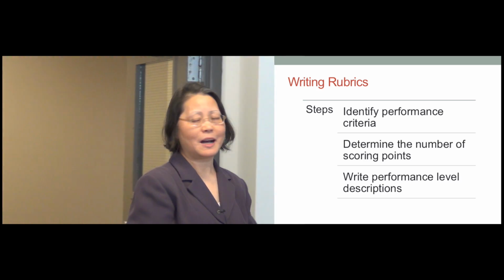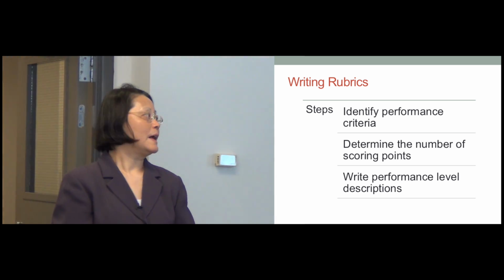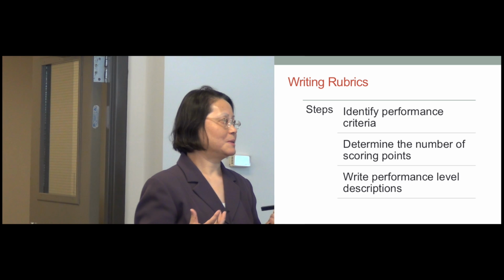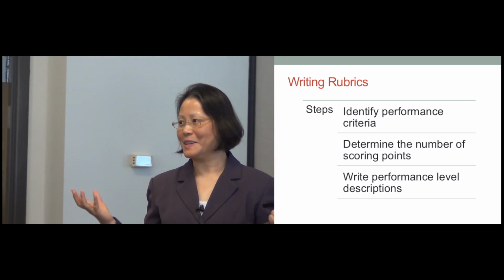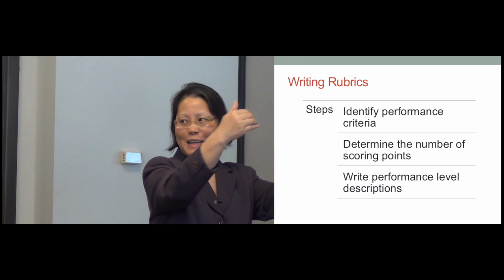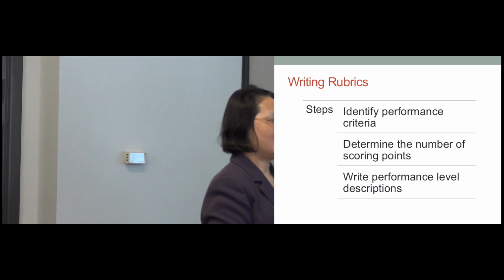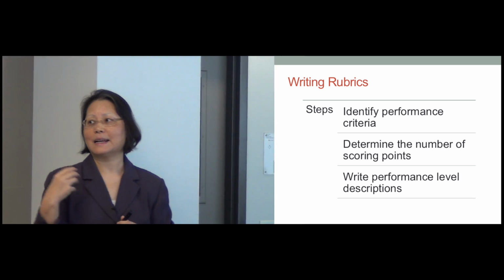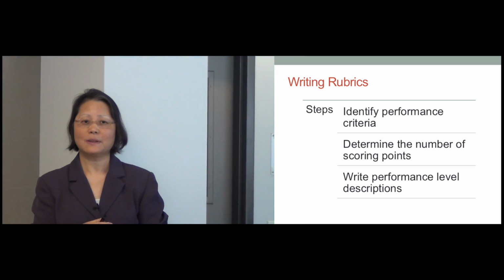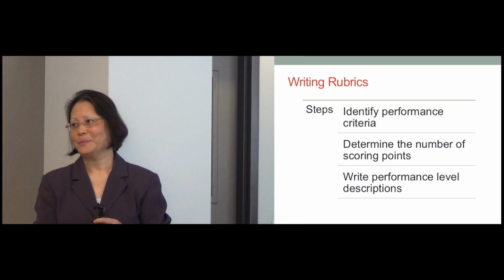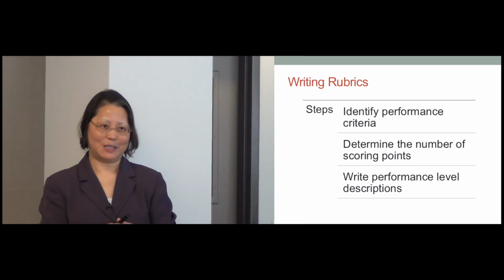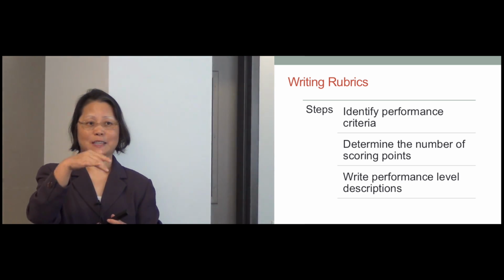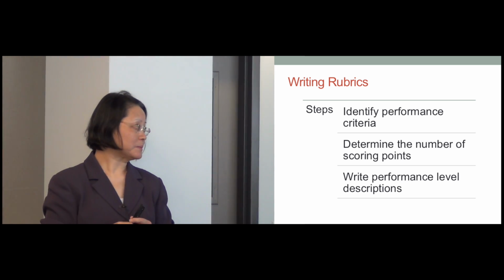So now let's talk about how to write rubrics. Those are the 3 major steps. First, you have to set up performance criteria, obviously, right? You want to measure against those criteria. Once we have the criteria, the next thing we need to know is that students won't perform at the same level. We want to be able to judge students' different levels of performance, so we need to determine the scoring points.